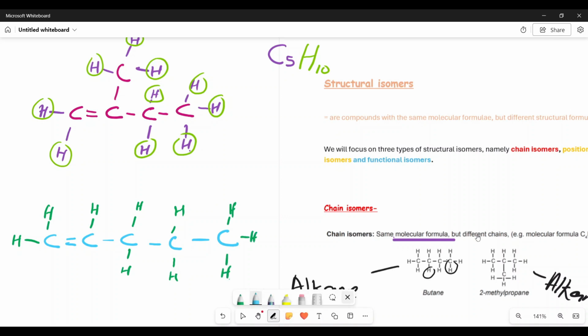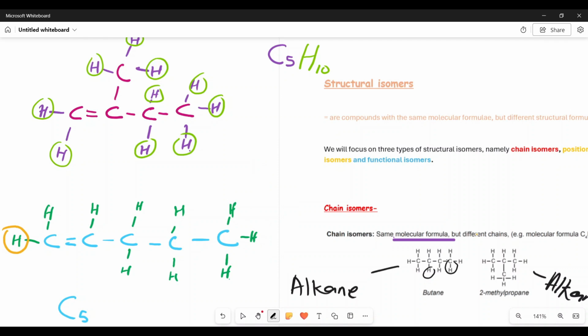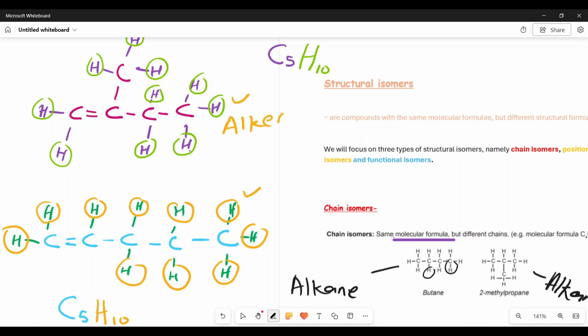Now, let me write down the molecular formula of this, right? So now I have 1, 2, 3, 4, 5 carbons. So it will be C5. Now, let me count the number of my hydrogen atoms. Doing so, I would have 1, 2, 3, 4, 5, 6, 7, 8, 9, 10. Meaning that this would be the correct chain isomer of that, right? Remember, with chain isomers, they have the same molecular formula, but different chains. And always remember that the homologous series should always be the same. This here was an alkene because it had a double bond. Same applies to its chain isomer. It would also be an alkene, right?